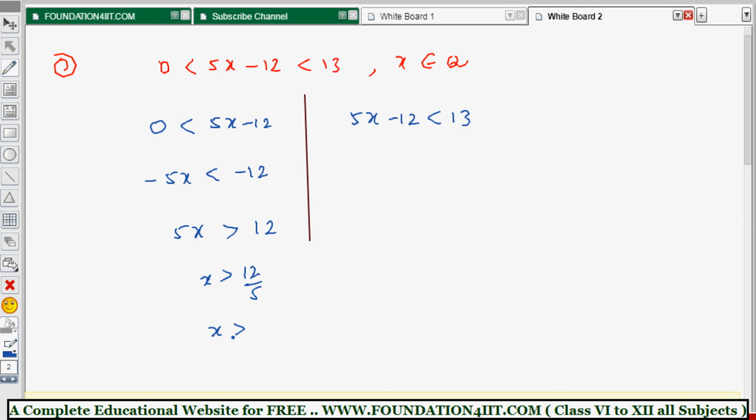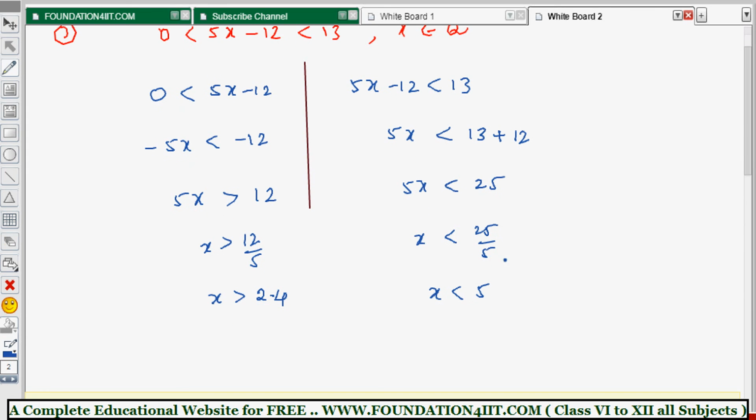So x is greater than 12 by 5, which is 2.4, right? You can do the division. And similarly, if you solve this side, 5x is less than 13 plus 12. So minus 12 becomes plus 12, and 5x is less than 25. So x is less than 25 by 5. So x is less than 5, because 5 fives are 25. So x is greater than 2.4 and x is less than 5.